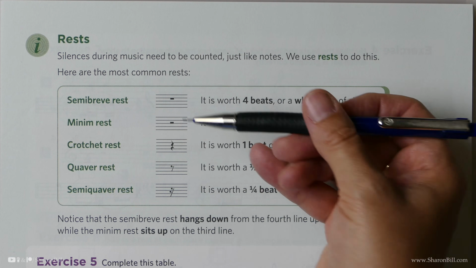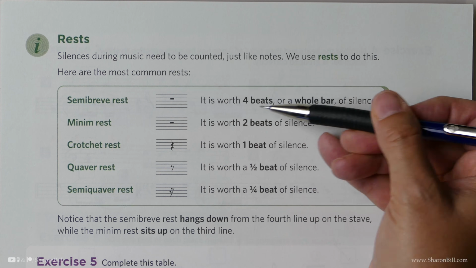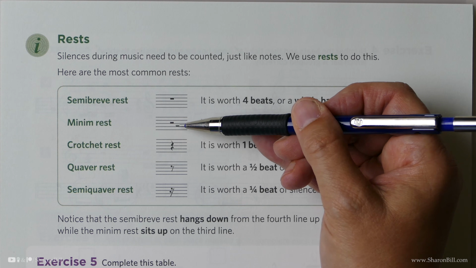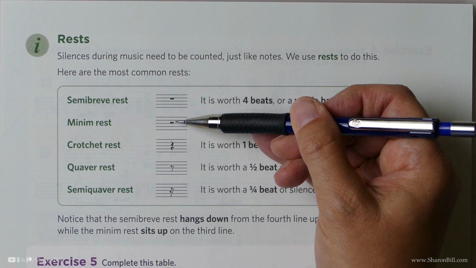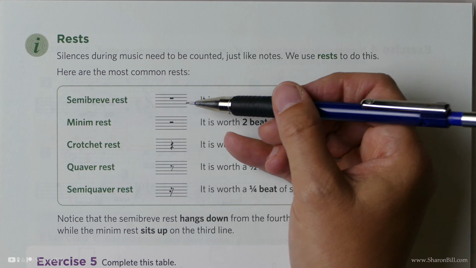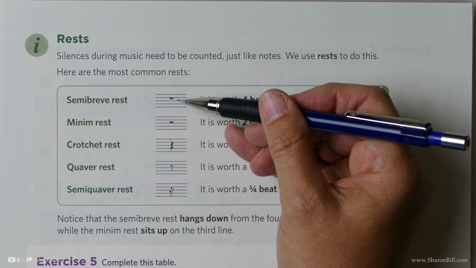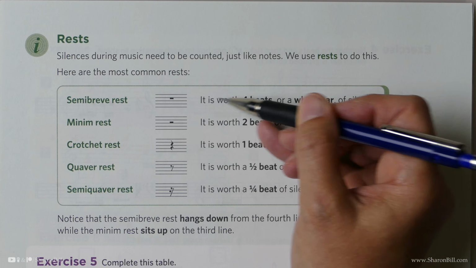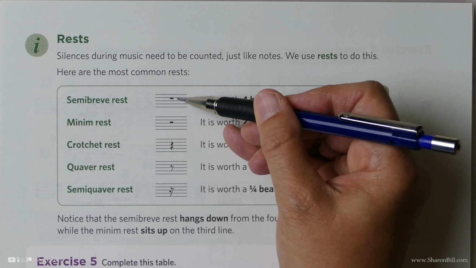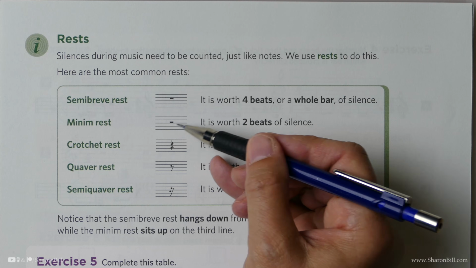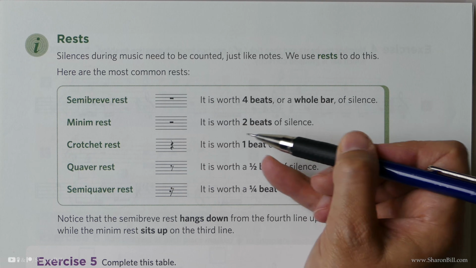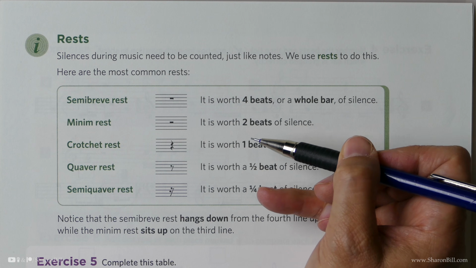And so we have here a semibreve rest which is worth 4 beats, which could perhaps be easily confused with this minim rest which is 2 beats. But if you just think about it for a moment, the way I remember it is, you can see the 4-beat rest hangs off the 4th line. So think 4, 4th line. The minim rest, which is just 2 beats, just sits in the middle for a couple of beats. That's just the way I remember it.